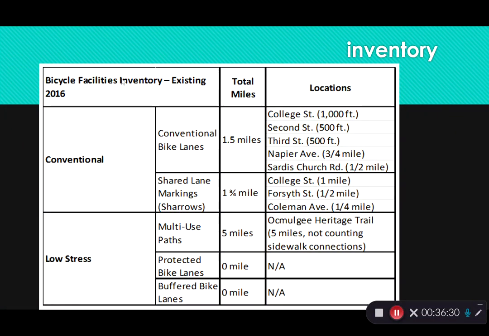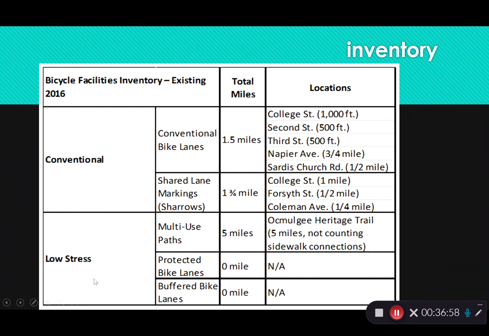And then you want to do an inventory of your facilities. So think about where you have bike lanes. Conventional bike lanes tend to be just a stripe, right? Where you just paint a stripe on the road and say, this is the bike lane, this is the vehicle lane. Shared lane markings are where you have what they call sharrows sometimes. That's where you expect cars and bikes to share a lane or maybe through an intersection, that kind of thing.